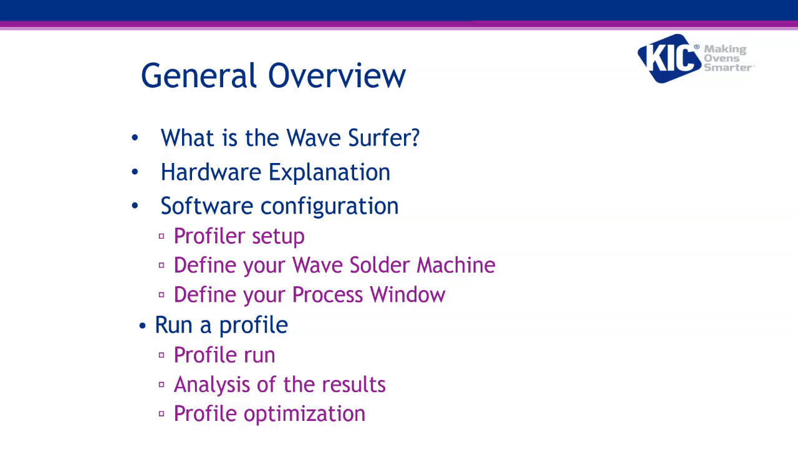Next, we identify the wave solder machine components and explain how preheat zones, solder waves, and conveyor set points are defined and established. We also introduce the process window used for Wave Surfer measurements to complete the software setup. Once setup is complete, we run a Wave Surfer profile through the machine and review the results. Finally, we analyze the collected data and discuss profile optimization based on the Wave Surfer measurements.